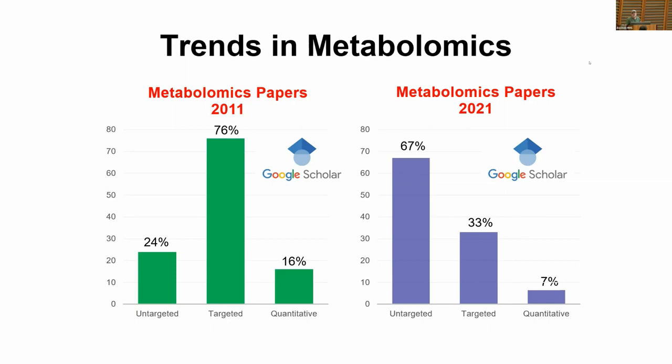So what's happened over the last 10 years? Something rather dramatic. Now the percentage of untargeted metabolomics papers represents 2/3 of all published papers, and the targeted metabolomics papers represent just 1/3. And the percentage of quantitation has fallen from 16% down to 7%. Now you can run this through the same analysis with PubMed abstracts, and you get very similar numbers. Quantitation may be a little underestimated.